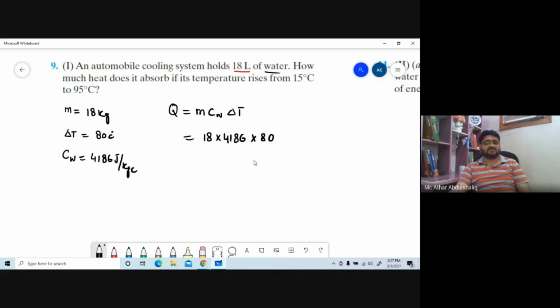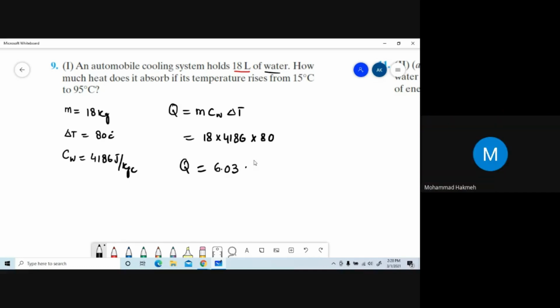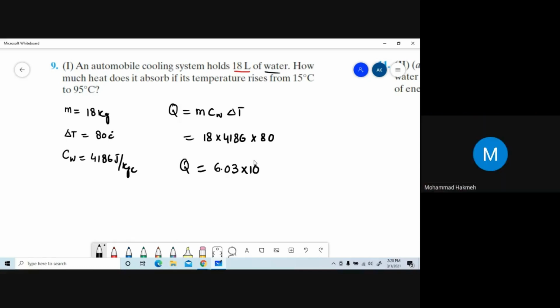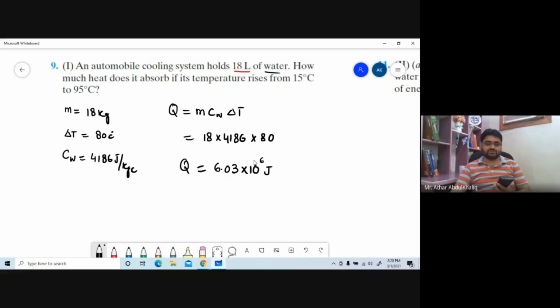How difficult is it? Can I say 6.03 times 10 to the power how much? No, wait. The number is 6027840. So how much is 6.03 times 10 to the power? 1, 2, 3, 4, 5, 6. Yes, joules. So we can say that it is 10 to the power 6 joule.